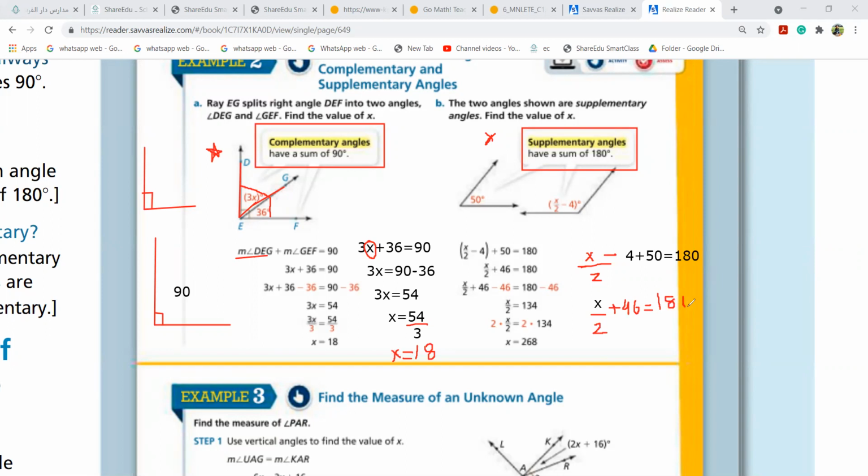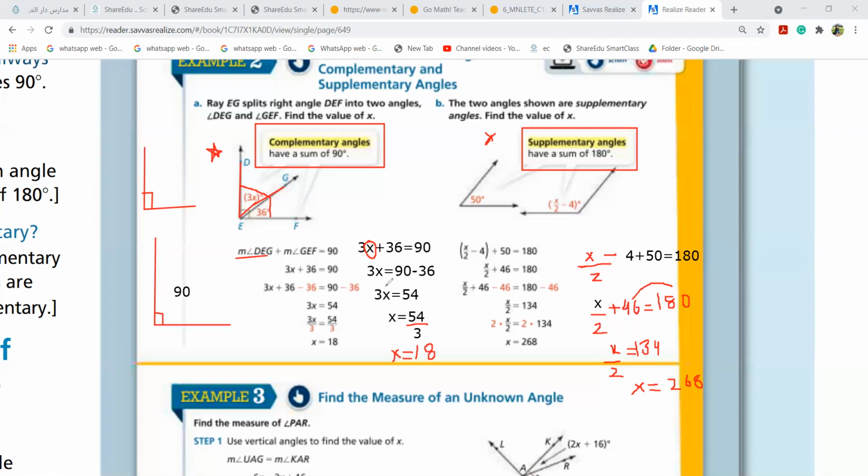Now I need to send 46 to the other side. So it is x over 2, and when 46 goes to the other side, it becomes 134, girls. So x will be 2 times 134, that is 268.